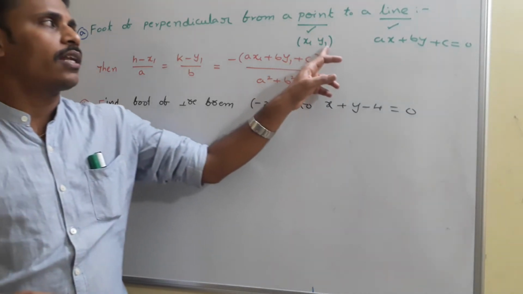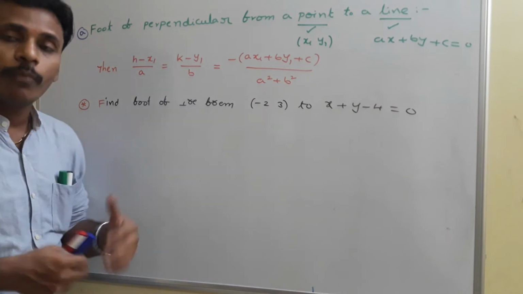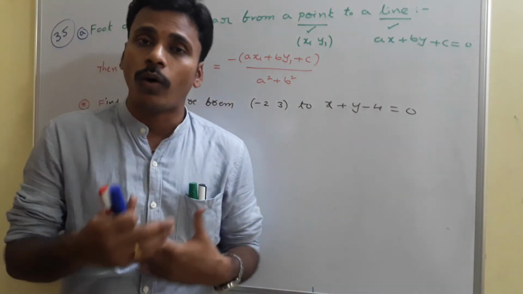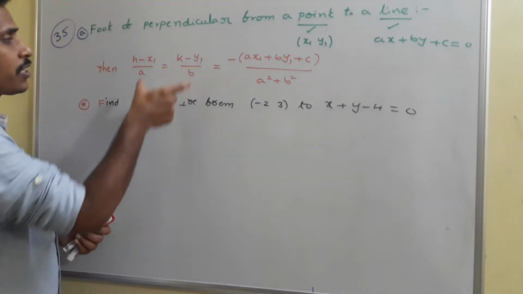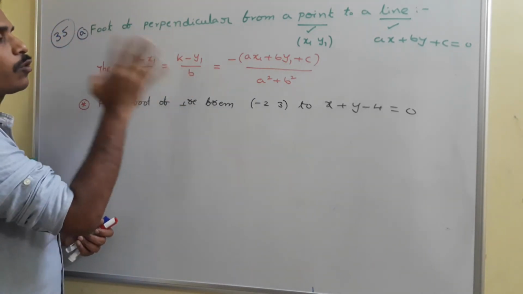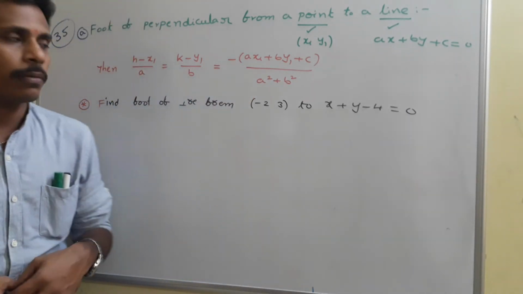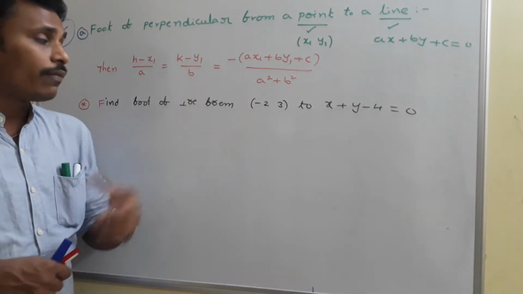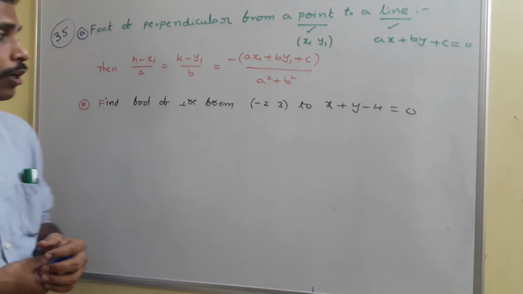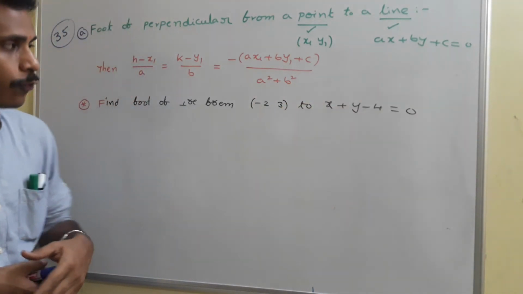So we derived the relation to find the foot of perpendicular from a point to the line. If the given point is x1 y1 and the given line is ax plus by plus c is equal to 0, and the foot of perpendicular what we are going to find, if you say it as h comma k, then the relation is this: (h minus x1) by a is equal to (k minus y1) by b is equal to minus of (ax1 plus by1 plus c) by (a square plus b square). Now I have a simple problem here. We are going to find the foot of perpendicular from the point minus 2 comma 3 to the line x plus y minus 4 is equal to 0.